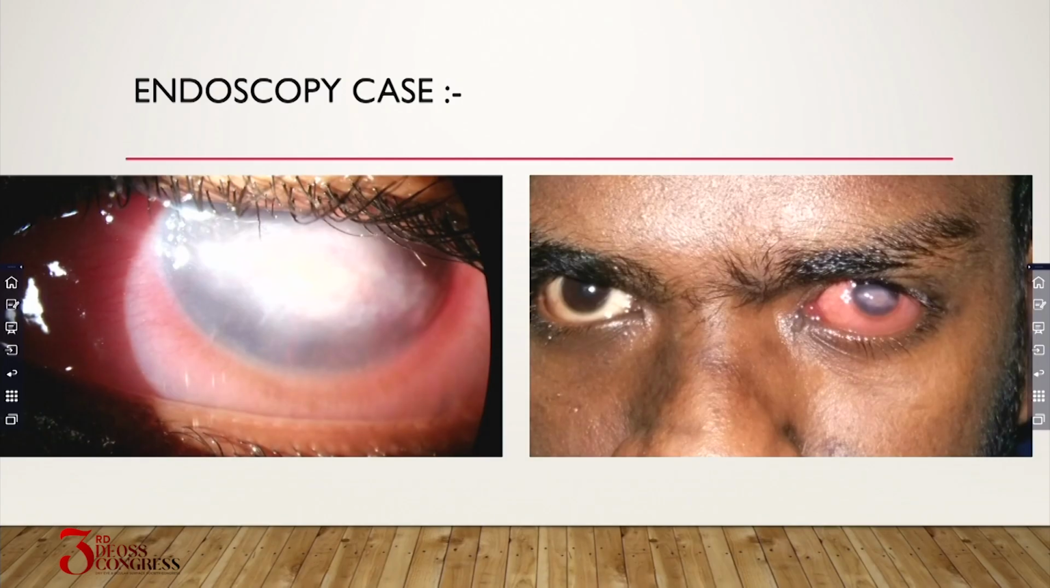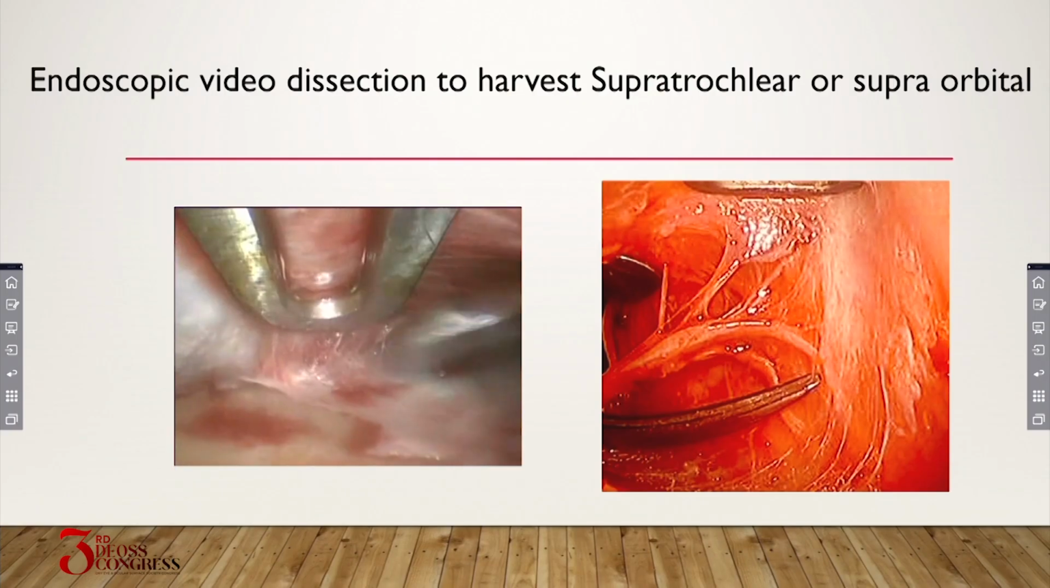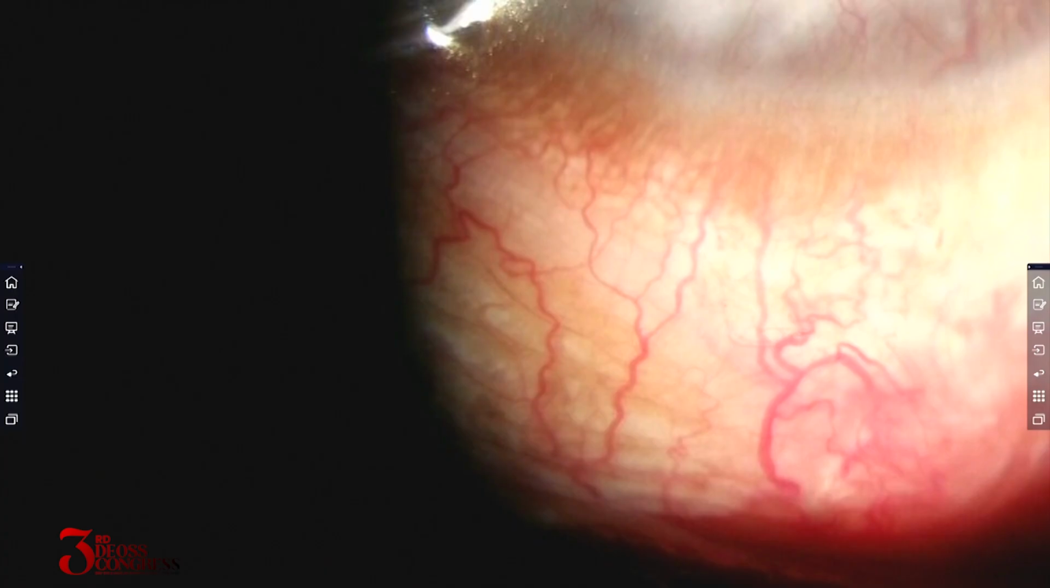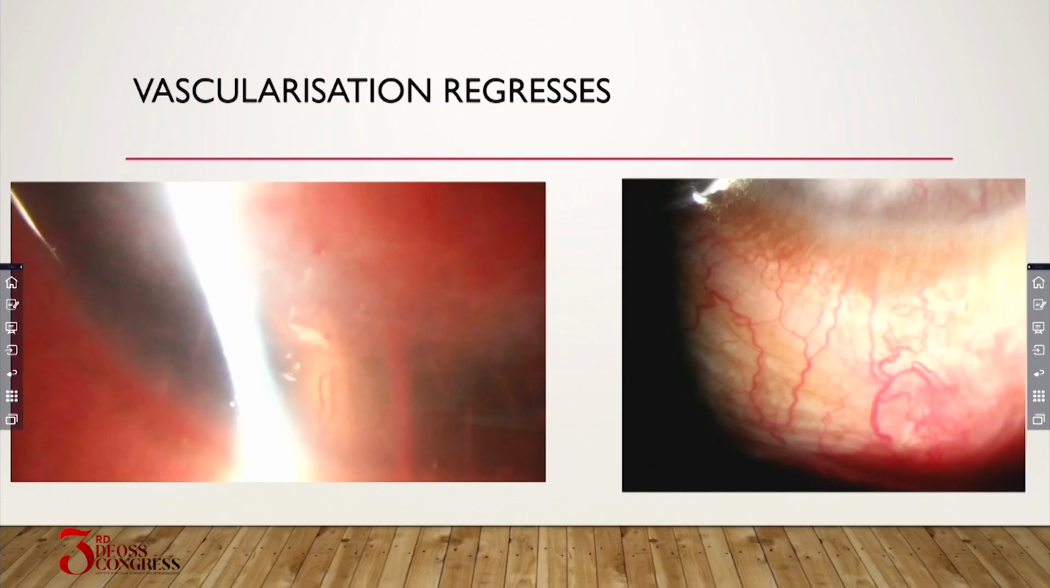So what I am showing you here is an endoscopic case that I have done. You can see the area down there, there's a lot of vascularization, and then as the nerves grow, the vascularization is completely gone and the opacity starts shrinking. And then you do a keratoplasty and it functions.